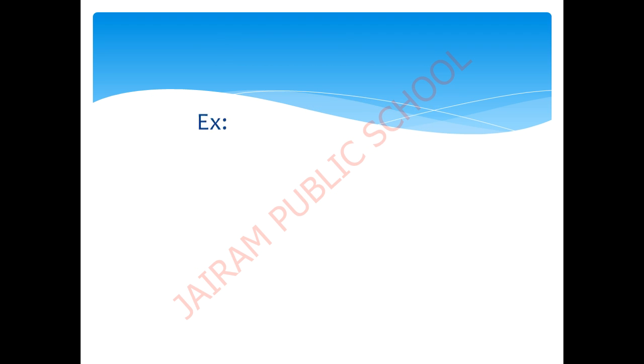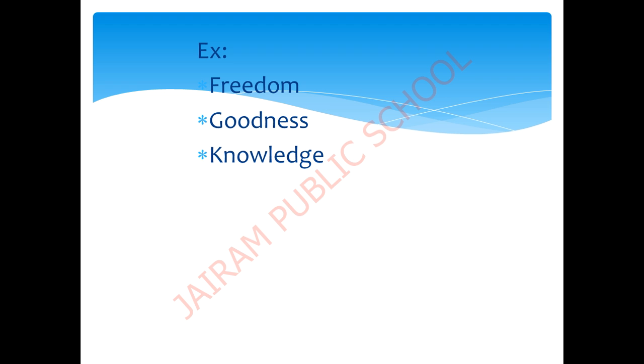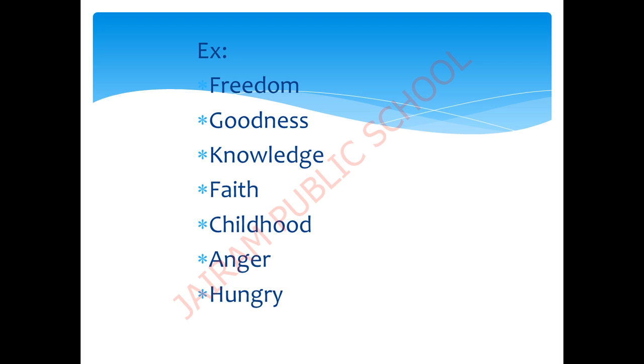For example, freedom, goodness, knowledge, faith. Faith means a kind of belief. Childhood, anger, hungry. So these are all words you can only know through your feelings. They cannot be experienced through your five physical senses: you cannot see, touch, smell, hear, or taste them. This type of noun is called an abstract noun.